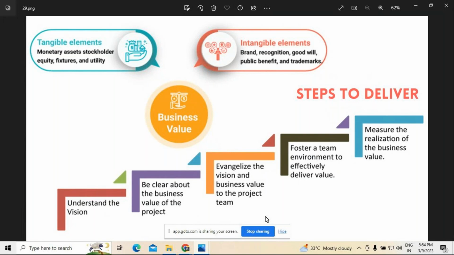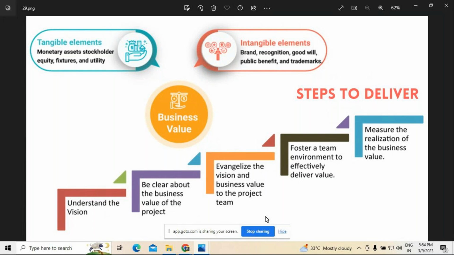Now, how are you going to deliver the business value? What are the steps to be taken into consideration to deliver a business value for any program or project, being a program management? How you need to define a business value is what we have discussed. But at the end of the day, you need to know what steps to be taken into account to deliver this. If you want to deliver business value, these are the steps, as rightly you said in the beginning.